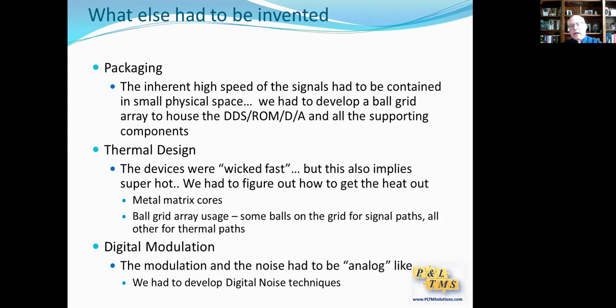The modulation had to look like analog. And so we had to figure out how to make digital noise really look analog-like. And if you looked at noise, right, typical white noise has a very specific look. And digital noise, by definition, is being created digitally, right? So we had to figure out a way to do digital noise that would have all the characteristics we were looking at for white analog noise.